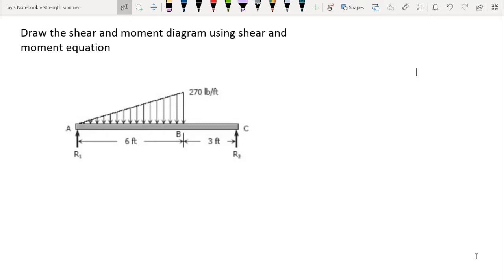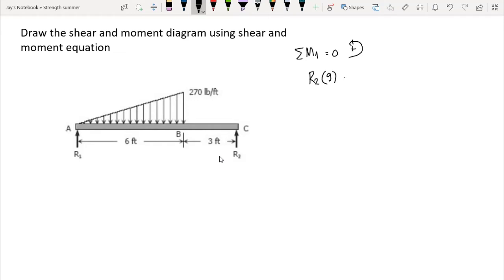The first thing we do here is to compute the reactions at 1, or let's say R1 and R2. And take note that our unit here is in English units. So if we want to compute R2 first, we have the summation of moment at 1 equal to 0. Counterclockwise is positive. Therefore, we have positive R2 times the moment arm, that is 9.